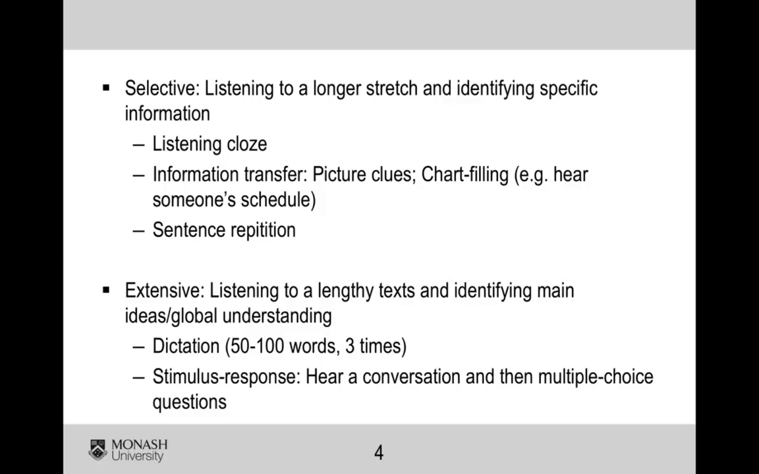So it could be a listening cloze where there are some words that are taken out, and the students have to listen to the recording or to the teacher reading out a text, and they have to identify. So they're identifying specific information and identifying those words and putting them into those gaps. Now, when creating a listening cloze, it's really important to make sure that the information is important information.